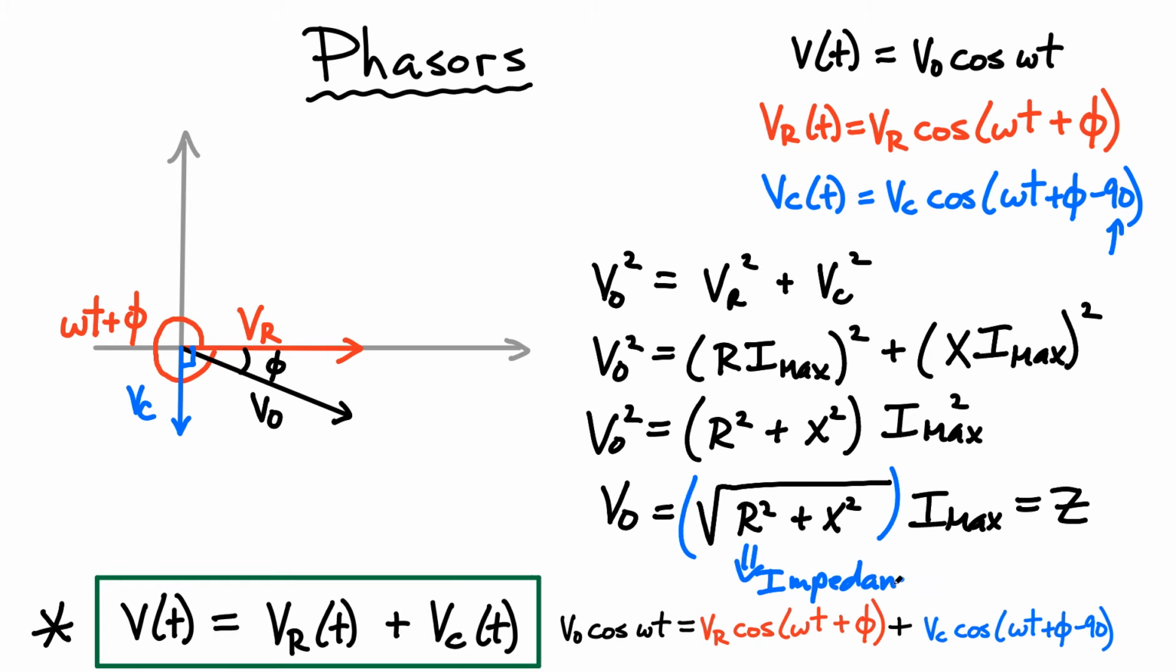In an AC circuit, the impedance has a resistive term and a reactive term, and we call all of that the letter Z. So that means we still have to have this maximum current over here.